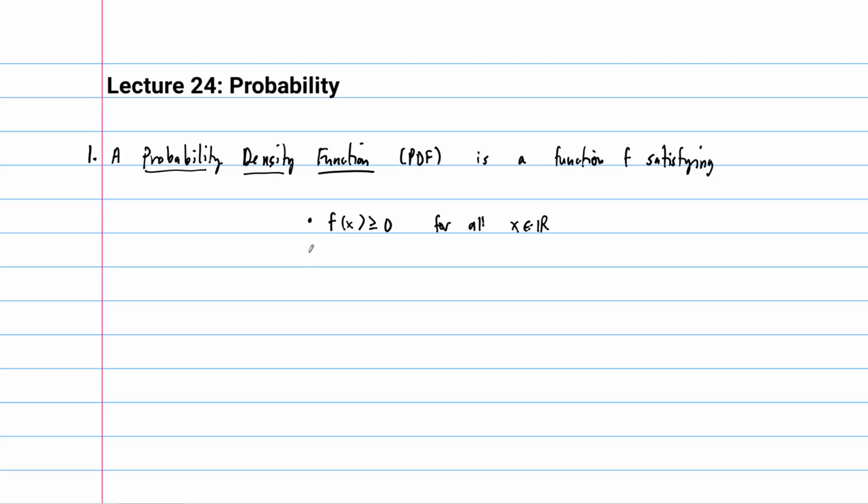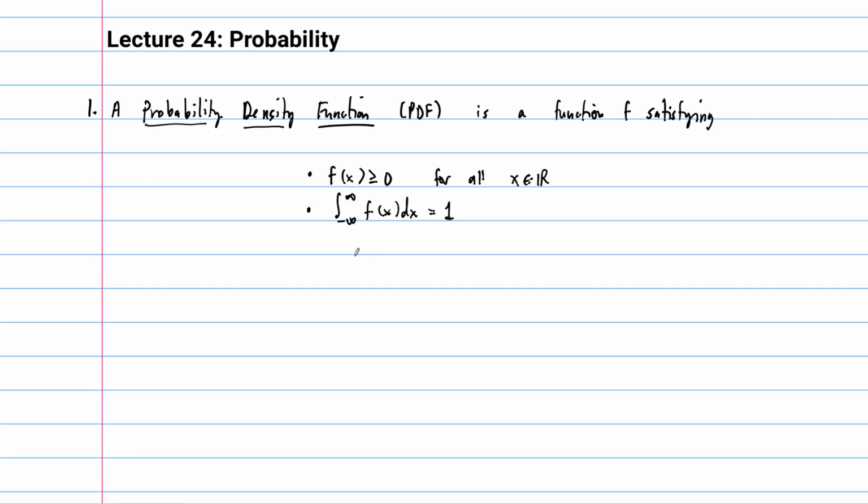And then number two, this is what makes it a probability density function. I mean, this is part of its criteria. The second criterion is that the integral from minus infinity to infinity, so the integral over its entire domain, of f of x dx has to be equal to 1. That 1 is the probability that anything happens in your domain, that any x values occur.